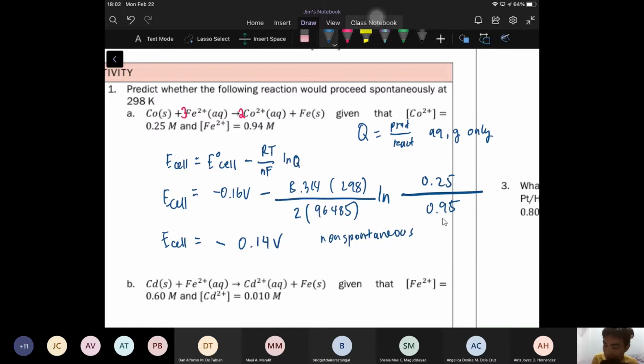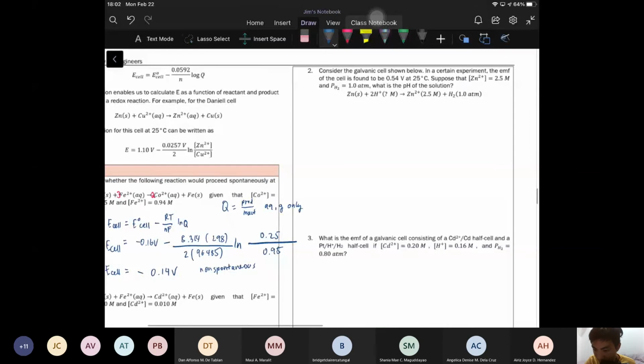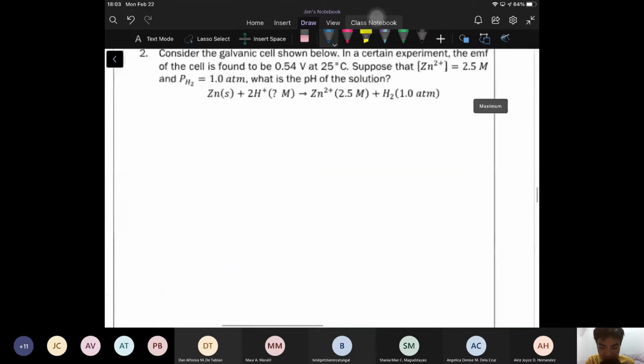Pwede mo pa to palitan yung concentrations, no? Para mas lalong tumaas yung E-cell until maging positive. Ganun ginagawa ng mga battery manufacturer. May mga salt sila, pinaghahalo sila, tapos depending on the concentration, magbabago yung voltage. Okay, so ganun. So that will be our one example. Let's have number 2. 2 or 3? Parehas lang naman sila. Di 2 na lang.